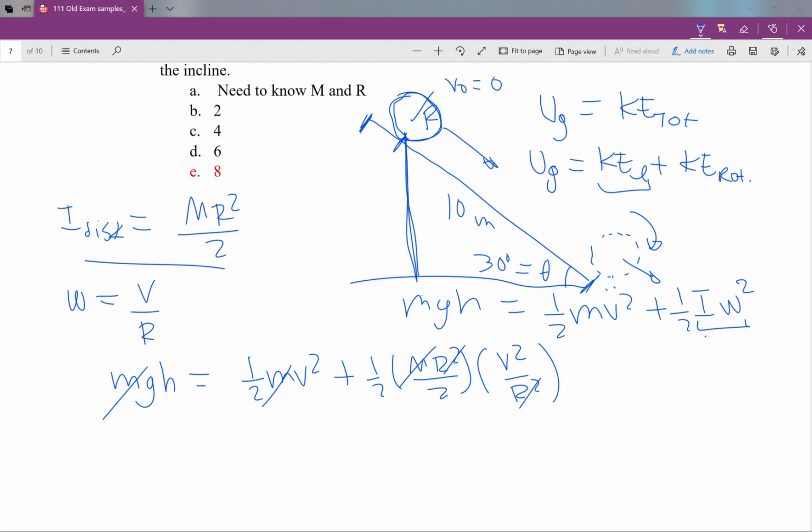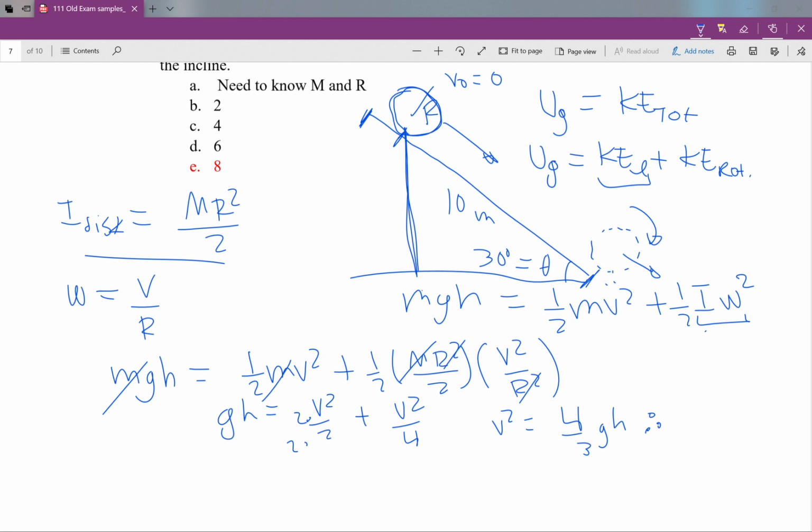So you're left with the following. You're left with gh equals v squared over 2 plus v squared over 4. If you solve for v, we find the common denominator, so multiply by 2 over here, top and bottom, and you get 2 plus 1 is 3, so it's 3/4 v squared. So that means that v squared equals 4/3 gh. And so your v will be equal to the square root of 4/3 gh.